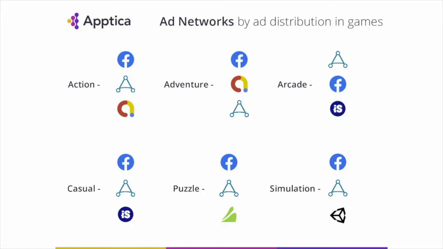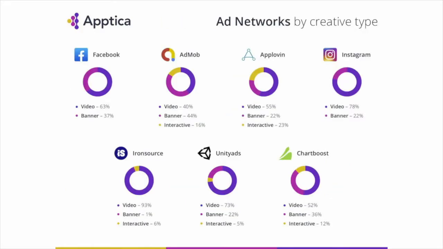And here you can see, based on the type of genres, that arcade most of the time chooses AppLovin, while Facebook is represented pretty highly across all of the types of gaming. And then we have Unity for simulation, a bit of Chartboost for puzzle. So this is also the part that you would need to keep in mind while you go through structuring your UA. And then, of course, the creative part.